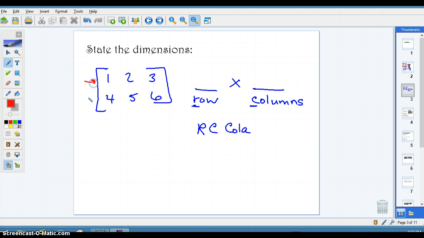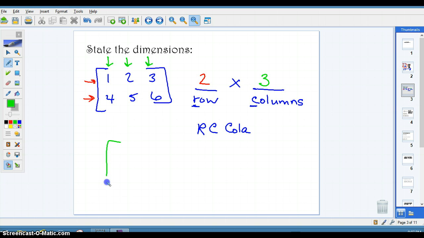So this particular one, there are 2 rows. So we would put a 2 here. And there are 3 columns. So we're going to put a 3 here. So this is a 2 by 3 matrix, its dimensions or its size is a 2 by 3.